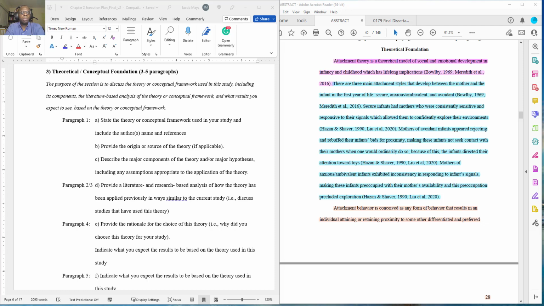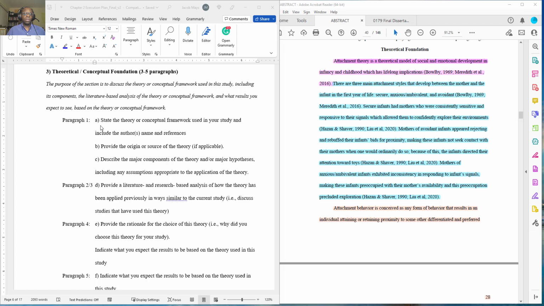All right, so the purpose of this section is to discuss the theory or conceptual framework used in this study, including its components, the literature-based analysis of the theory or conceptual framework, and what results you expect to see based on the theory or conceptual framework. All right, so I've color-coded the sections to correspond with the different letters in the various paragraphs. So paragraph 1, we're going to start out writing paragraph 1. We're going to write each paragraph at a time.